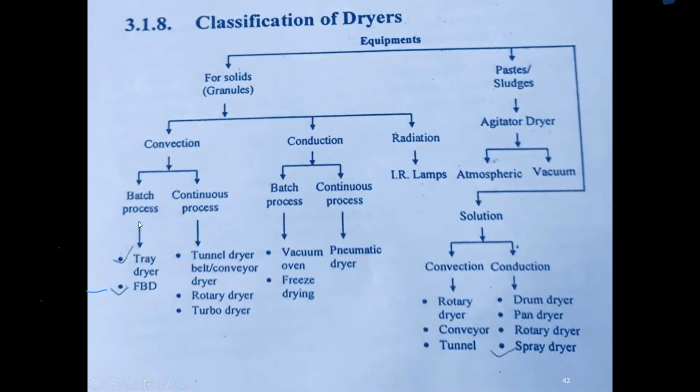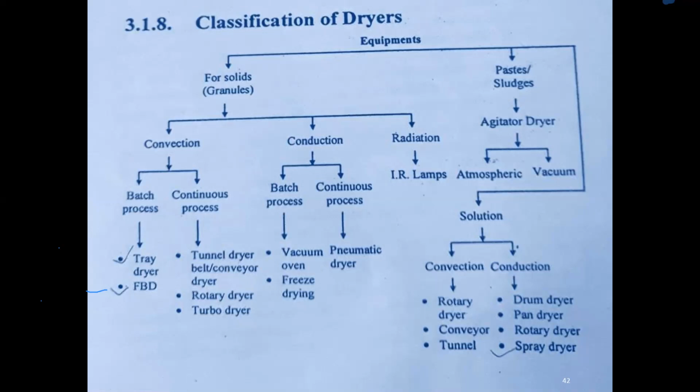In a batch process, the size of the tray dryer is very small. If you want to dry hundreds of kg of material, we can use a tray dryer of that size, or a fluidized bed dryer in the batch process. But if the material is more, if you want to dry thousands of kg, that is called a continuous process. At that time we can use tunnel dryers, belt dryers, also called conveyor dryers.